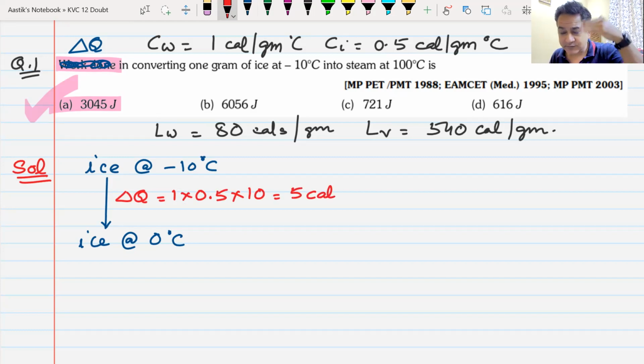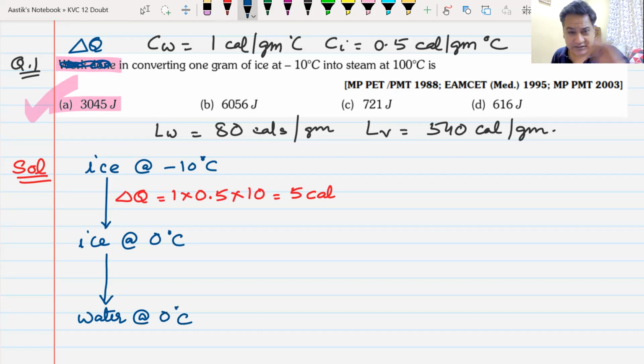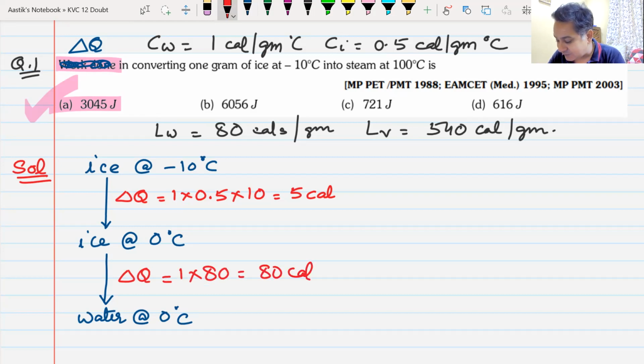I have converted ice from minus 10 to 0. Now I come to ice at 0 degrees Celsius. What do I do next is convert it to water at 0 degrees Celsius. So now I'm changing the state. This is happening at the melting point of water. The heat required will be delta Q equals M into L. Mass is 1, and latent heat of fusion is 80. So here we get 80 calories. So far, so good. Can I have a raised hand from everyone who understands this? Okay, then I move on to the third step.